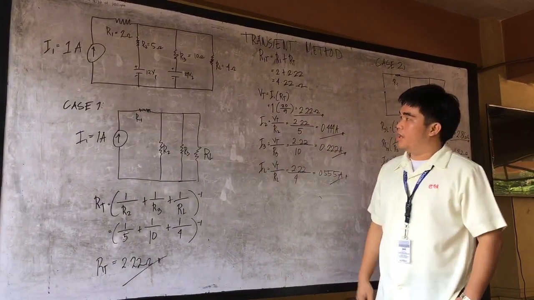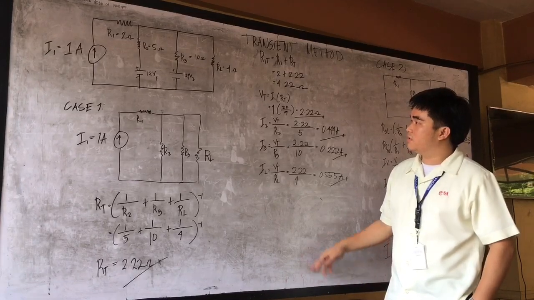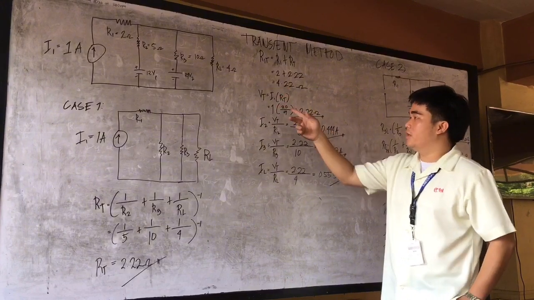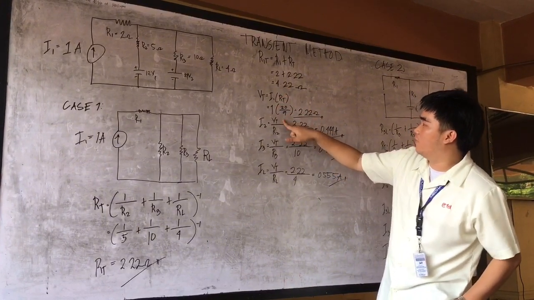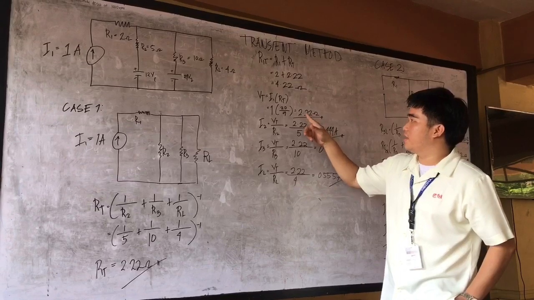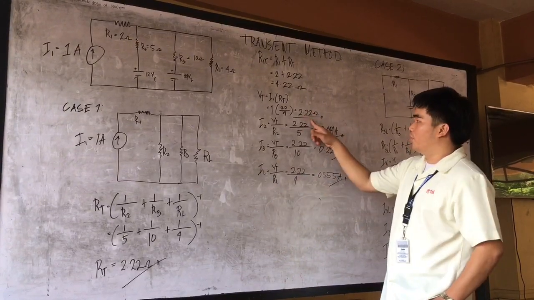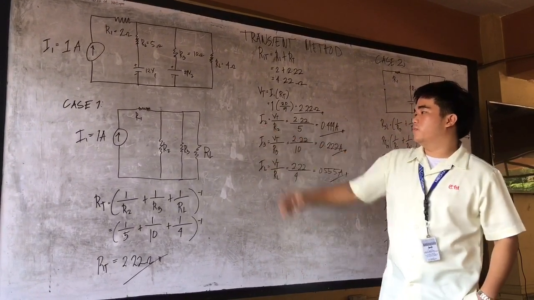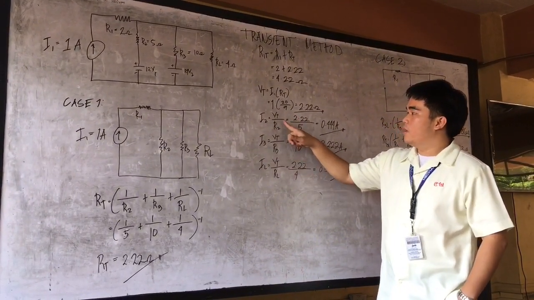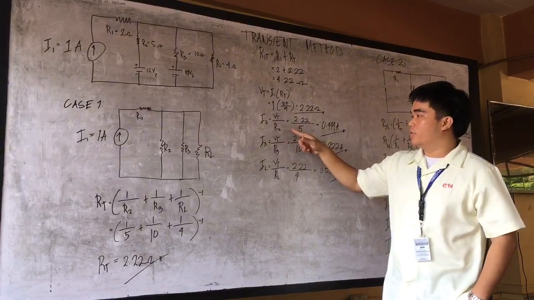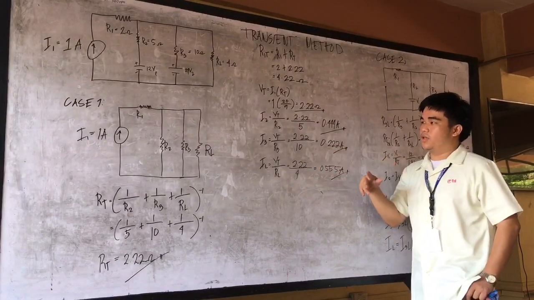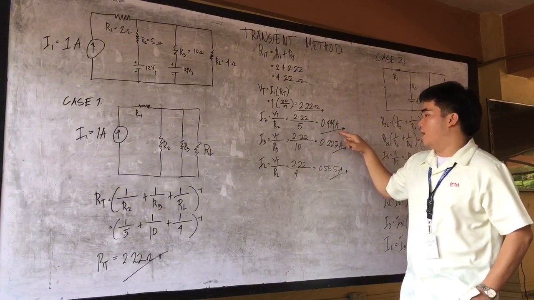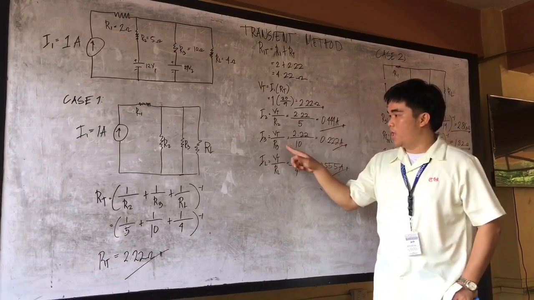We have the formula, I sub 1 times the total resistance. Substituting the given, we have 1 for I sub 1, and then the total resistance of 2.22. So next we have to calculate the current I sub 2. The formula is the total voltage over R2. Substituting the given, we have 2.22 over 5, then our answer is 0.444 amperes.